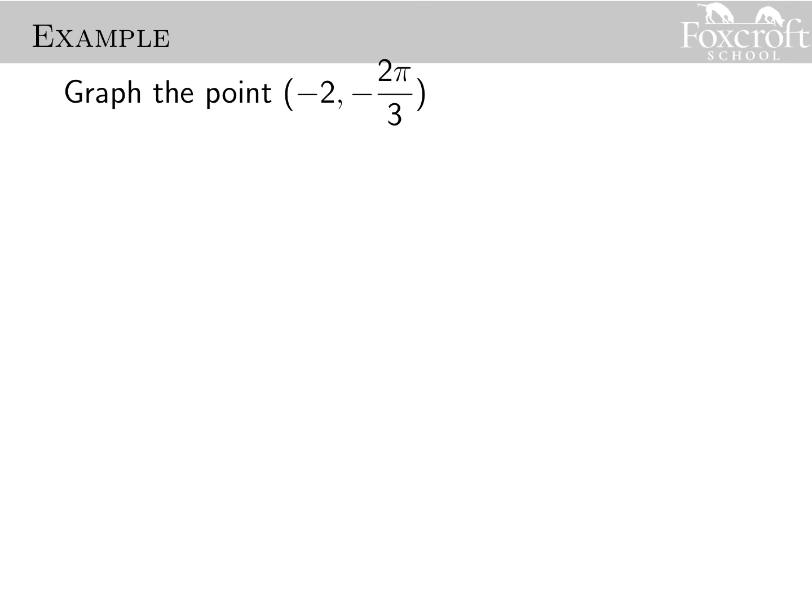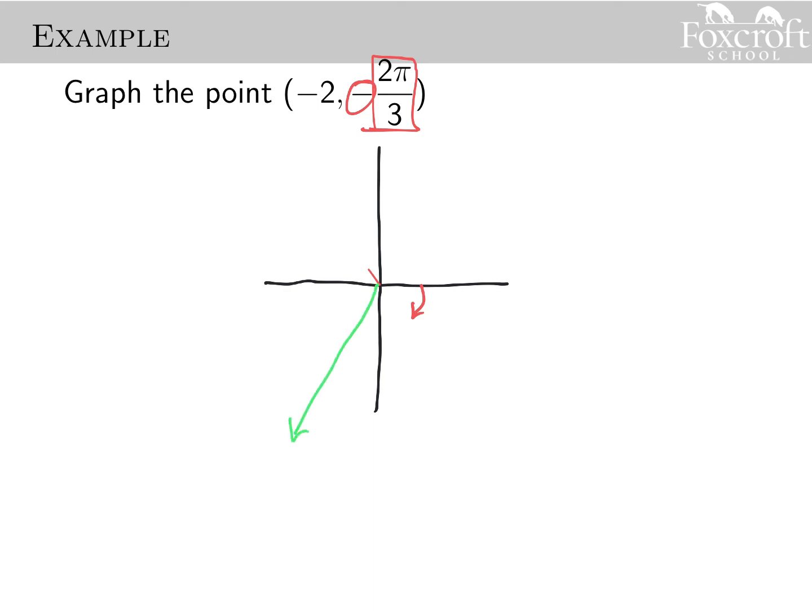Next, we're going to start dealing with negative signs. Because we need to have negatives when we're graphing stuff. So we want to graph the point (-2, -2 pi over 3). Again, the first thing I'm going to do is think about my angle. The negative sign means I'm rotating in the clockwise direction instead of the counterclockwise direction. 2 pi over 3 is normally in quadrant 2. But I'm rotating in the negative direction, so it's going to be this angle in quadrant 3.